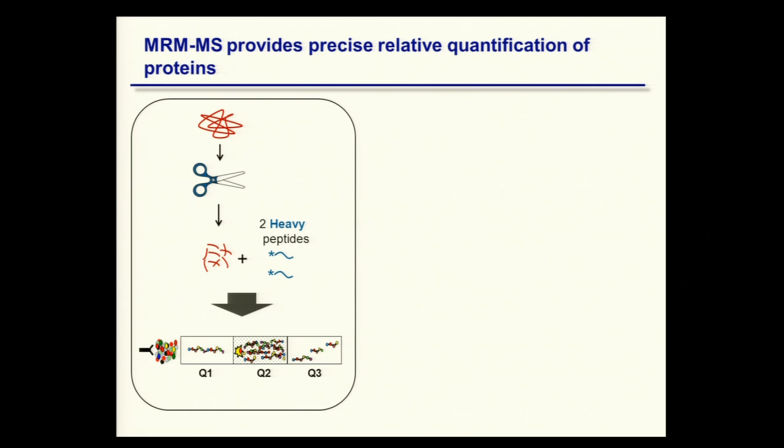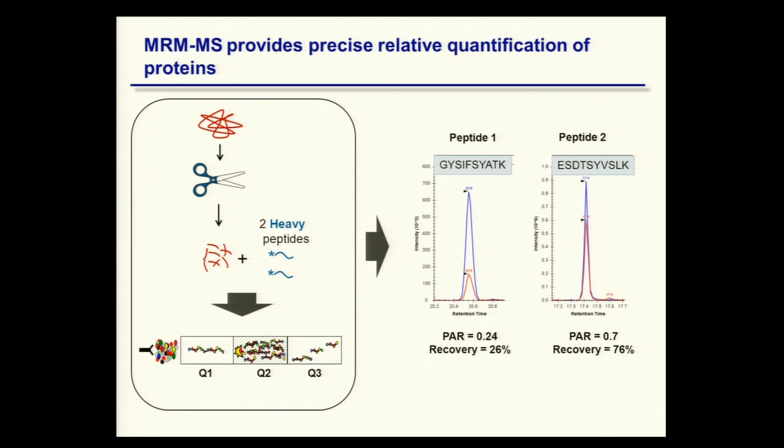So let's say we digest our protein into peptides, then add 2 heavy labeled peptides, and then measure them by MRM-MS. There are times when we will get differential recovery of these peptides, and that's illustrated by these 2 panels here. This is CRP digested, and the 2 peptides belonging to CRP. The blue is always the internal standard, and red is the light peptide. The peak area ratios are very different, more than 2 times different between the 2 peptides. So we are recovering one of the peptides much better after the digestion than the other one.